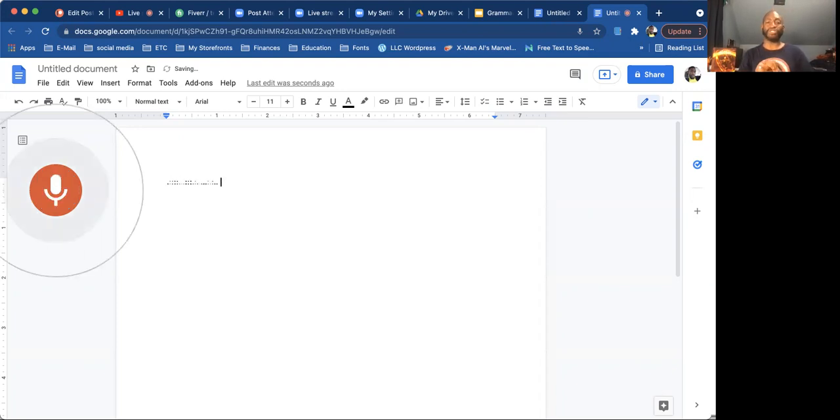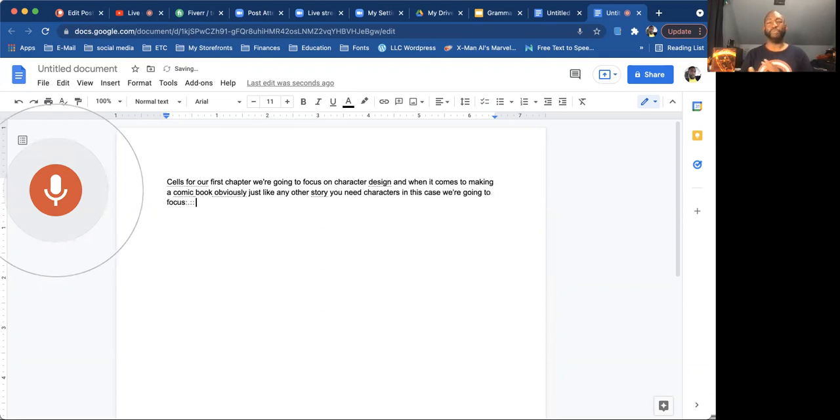So for our first chapter, we're going to focus on character design. And when it comes to making a comic book, obviously, just like any other story, you need characters. In this case, we're going to focus primarily on our protagonist, and then we're going to work with our antagonist. And with that, we will figure out the theme and the conflict.